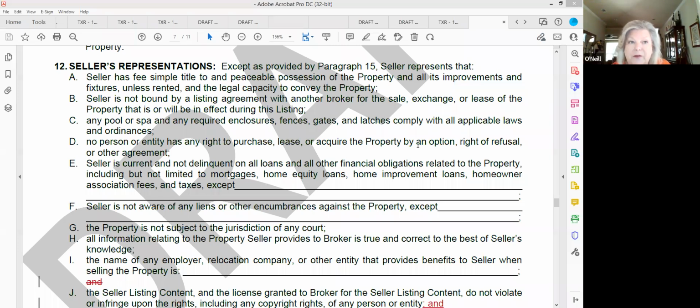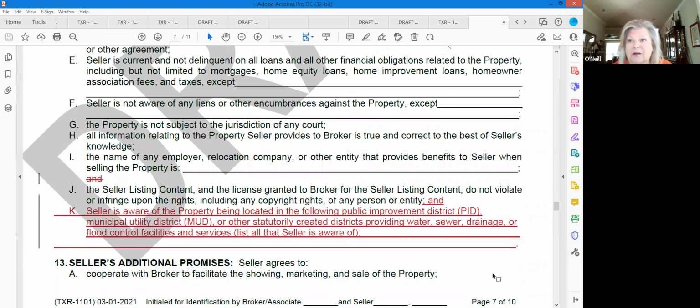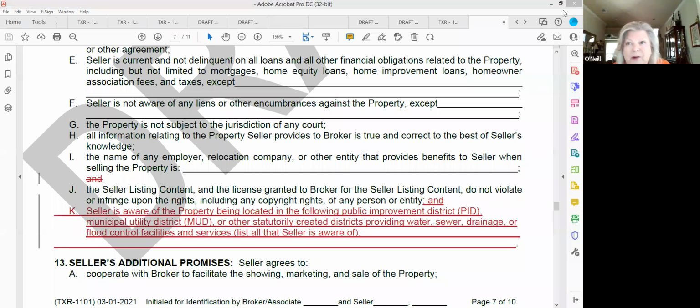And in paragraph 12, seller's representations, they've added a provision that says the seller, and this is true, the seller is obligated to tell you if the property is located in a public improvement district, a PID, a MUD, or any other statutorily created districts. And the reason for adding that is because it is apparent that the seller should know what their tax jurisdictions are. Does that take away from your knowing?